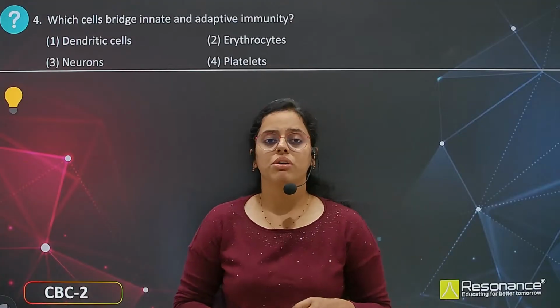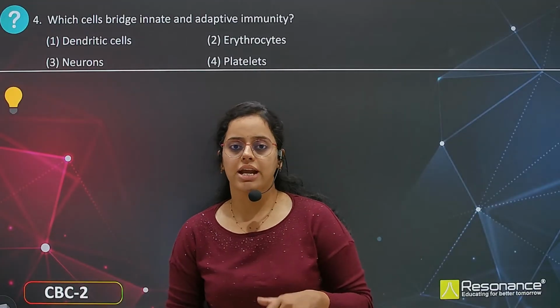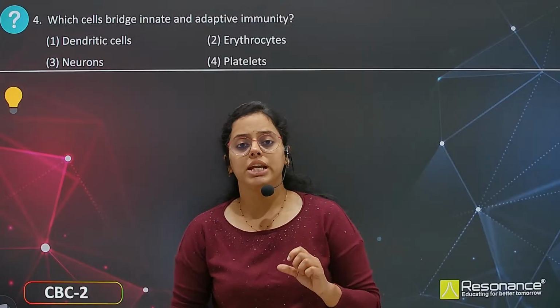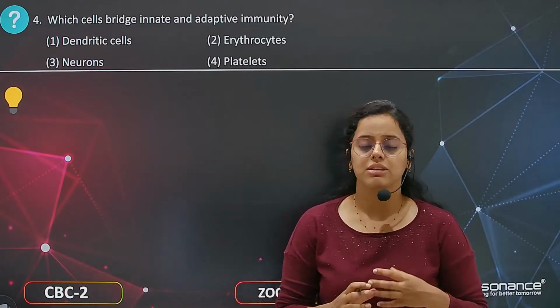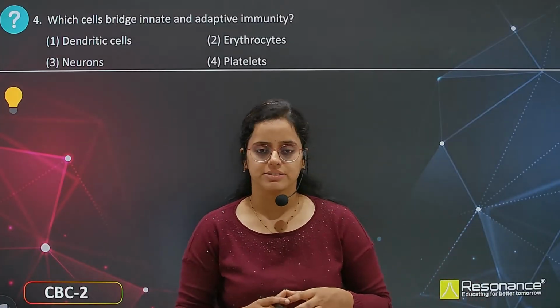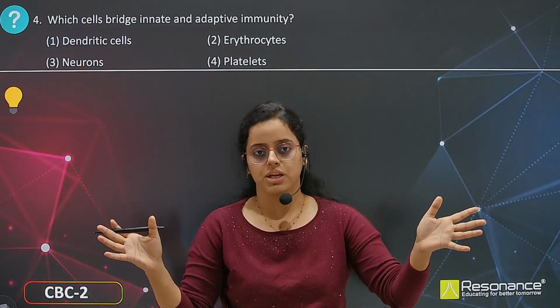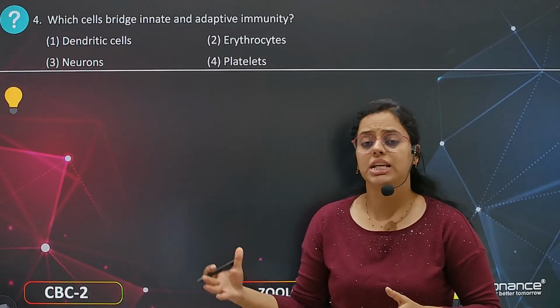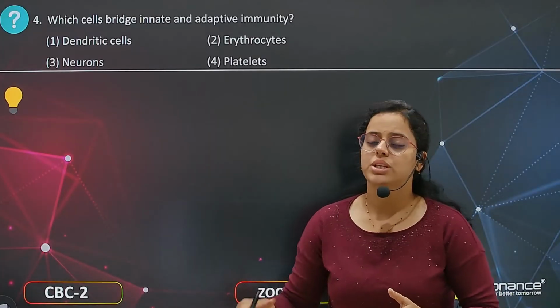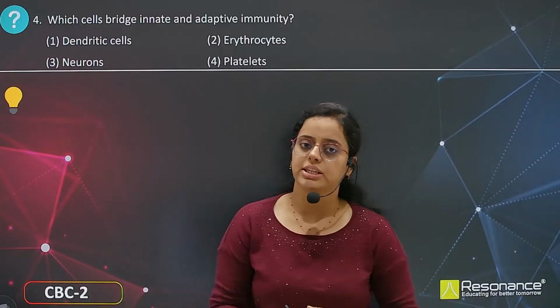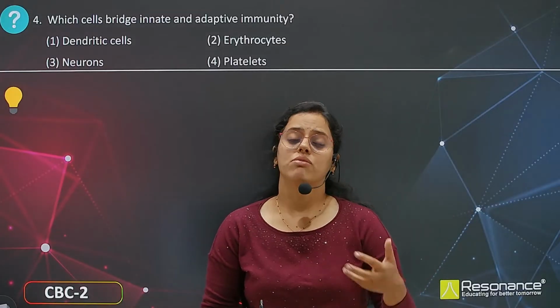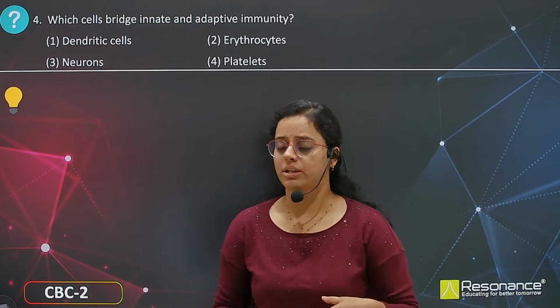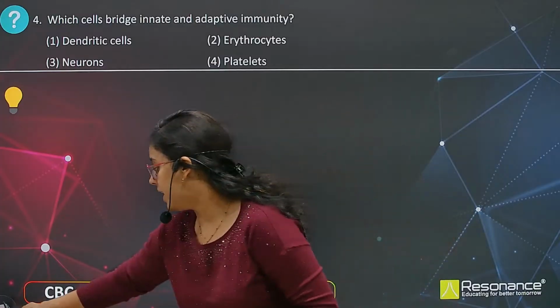Now going to the fourth question: which cell bridges innate and adaptive immunity? The innate immunity consists of dendritic cells. The skin basically consists of dendritic cells. These cells have branches, so they send signals to the adaptive immunity cells like T lymphocytes and B lymphocytes, so that they can multiply faster and kill the bacteria or virus or pathogen that is entering the body. So the answer over here is dendritic cells.